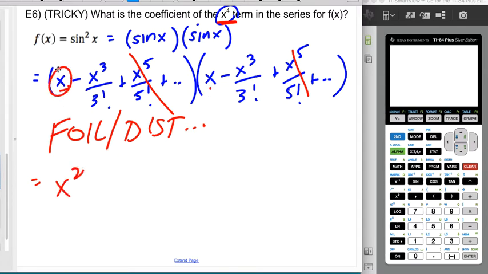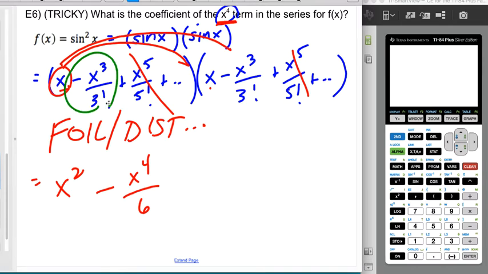So I'm going to distribute this guy first, x times x, minus x times x cubed over 3 factorial. So that's an x to the fourth over 3 factorial. That's this guy to this guy, this guy to this guy. And then there's no point in going any farther because I don't care about x to the sixth. I only care about x to the fourth.